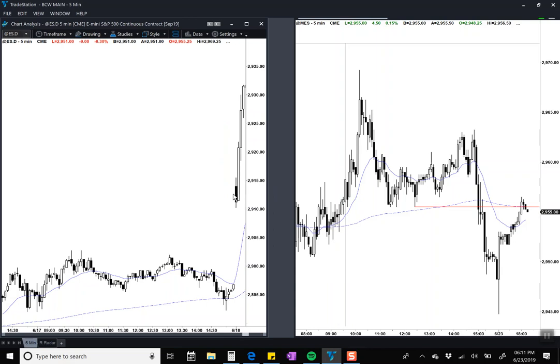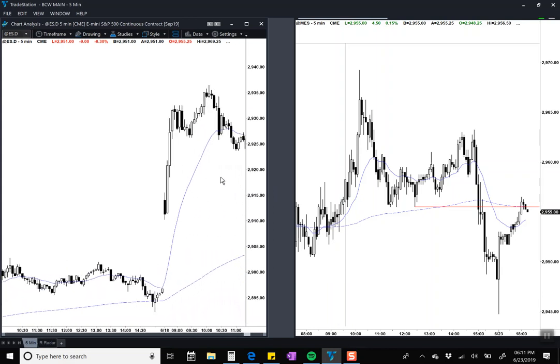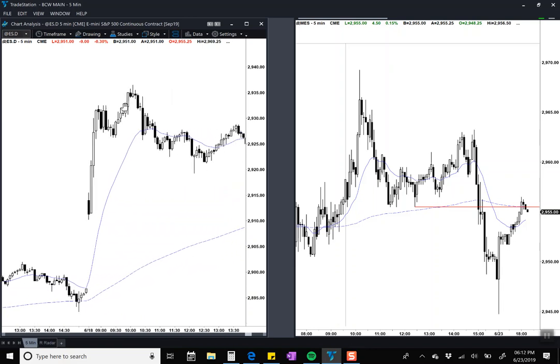So if that's the case, do you really think we're going to get a large second leg within the day session? Probably not, because the range is already 20 points. And then we go sideways. So maybe that was all you got.